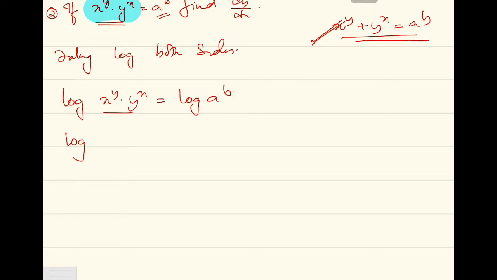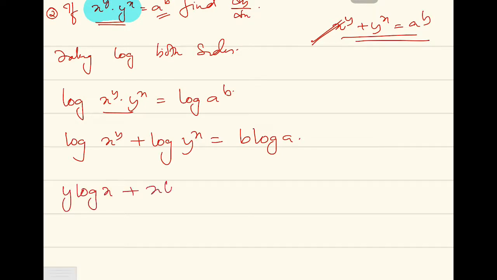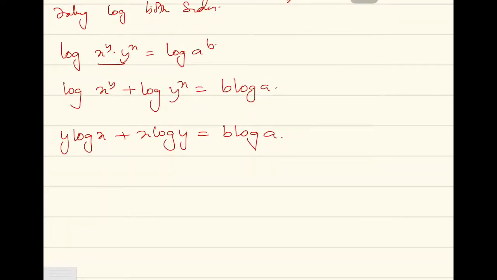Now I can simplify this. Log, this is dot, so it becomes plus: log x to the power y plus log y to the power x. Product rule, and this becomes b log a. Similarly, the power rule is being used here, and I can use the power rule here as well. y log x plus x log y equals b log a. Correct, everyone?